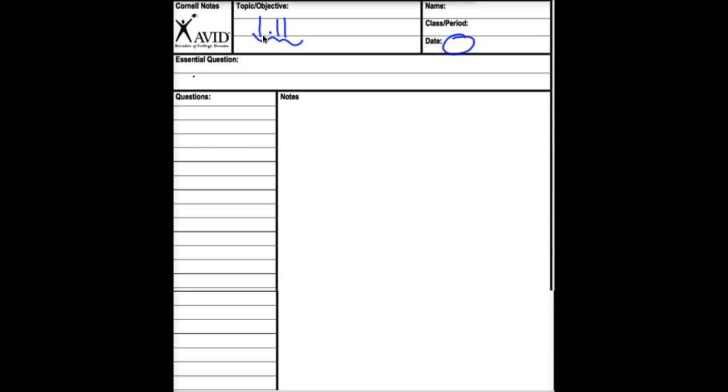Our goal today is going to be how do I factor a difference of squares. And I'll let you get that written down, and then I have to do a little vocabulary for you.